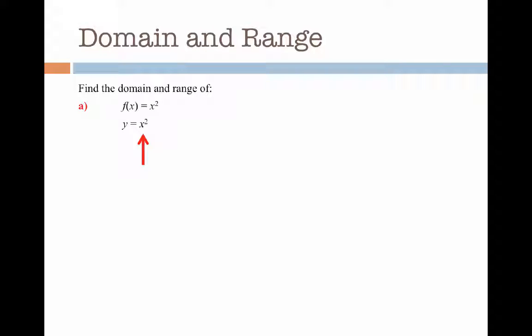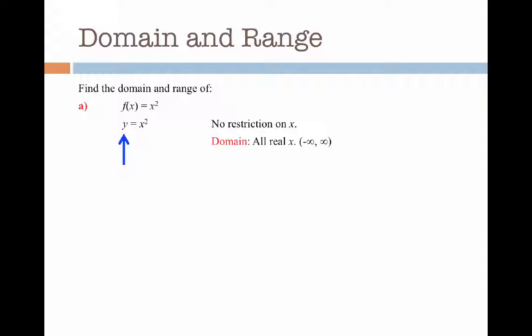But we don't actually need a graph to work out the domain and range. We can ask ourselves, what are all the possible values for x in y equals x squared? Because again, there is no restriction on x. X can be negative, it can be 0, it can be positive. We say that the domain is all real x. And we should get used to the set notation.